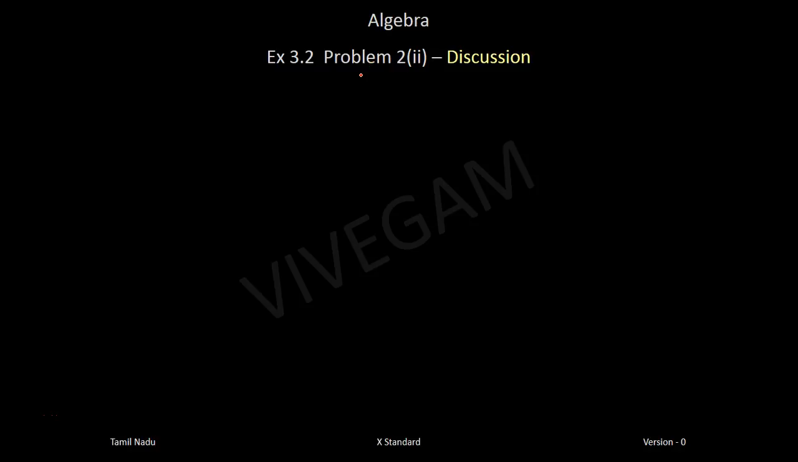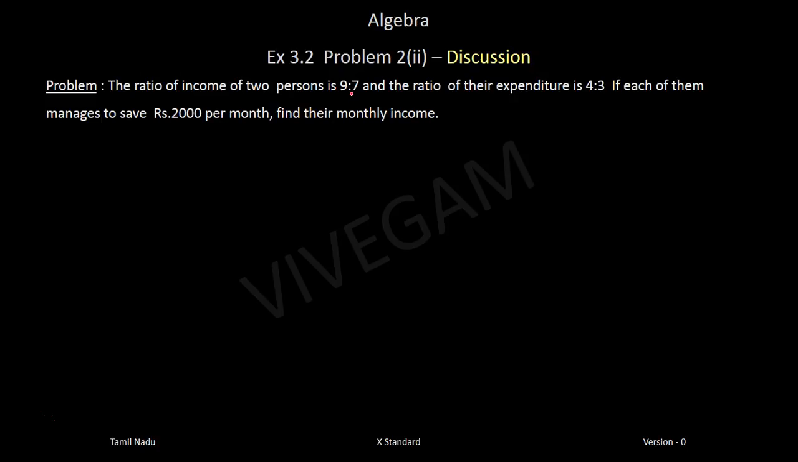Exercise 3.2, problem 2, division 2, discussion. The ratio of the income of two persons is 9:7 and the ratio of their expenditure is 4:3. If each of them manages to save rupees 2000 per month, find their monthly income.